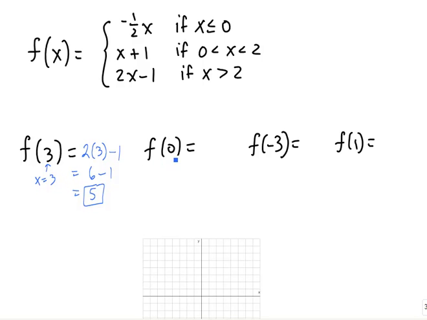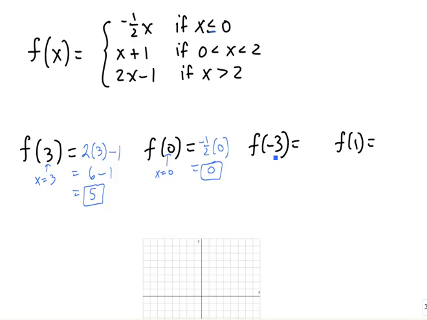Okay, let's look at f of 0. This time we want x to be 0, and which restriction over here includes x equals 0? We have an equal bar right here for this 0. So 0 is in this top rule. So I'm going to substitute in 0 for this x. So this would be negative 1/2 times 0, which is going to stay 0. So f of 0 is just 0.